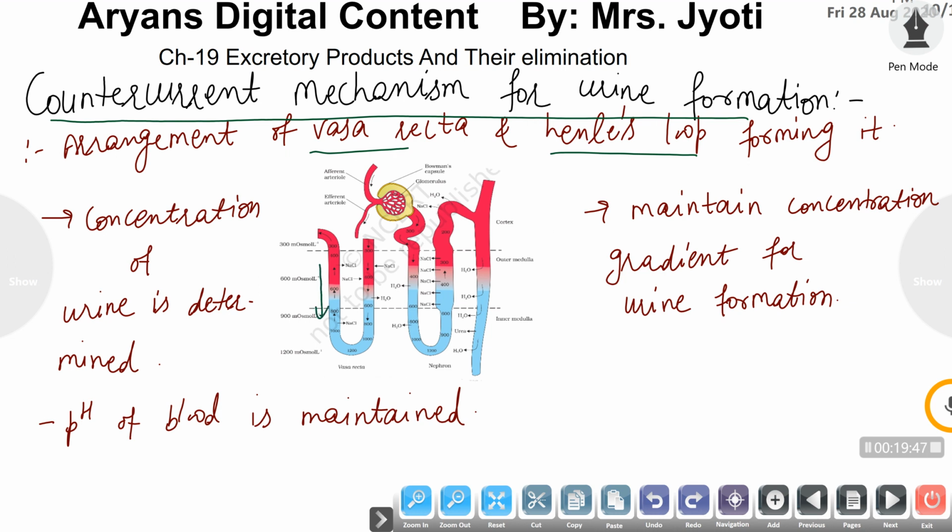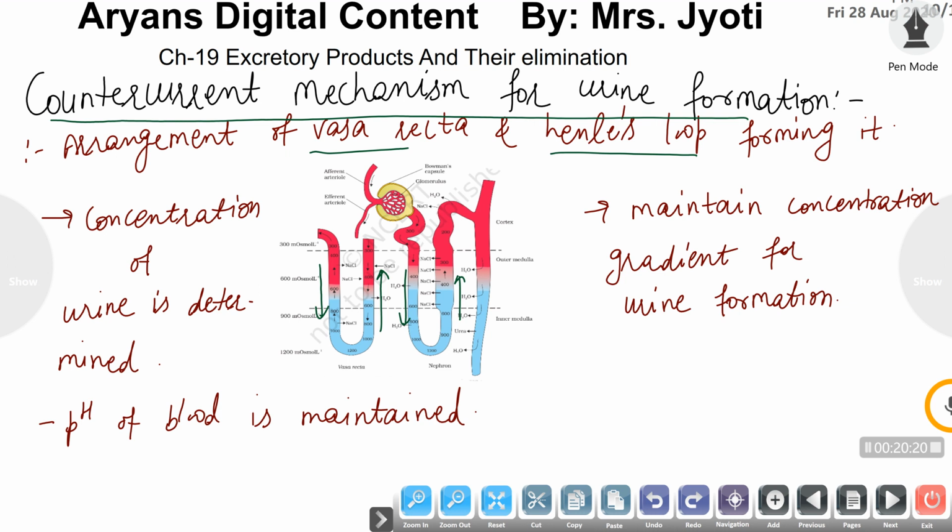Means the descending limb of the vasa recta is opposite in direction to the ascending limb, and similarly the descending limb of the loop of Henle has a direction of flow opposite to the ascending limb of the loop of Henle. It makes a permeability difference between the two membranes, and ions and minerals are exchanged between these two membranes, and the concentration of the urine is determined.